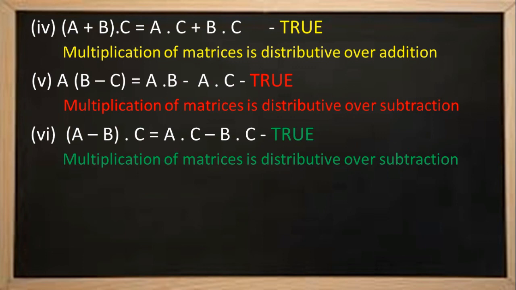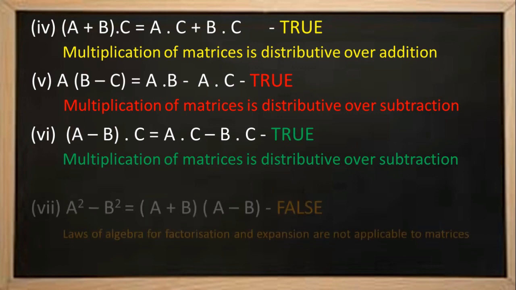And the sixth problem, A minus B into C is equal to A into C minus B into C. This problem is also related to multiplication of matrices being distributive over subtraction. Hence the statement is true.